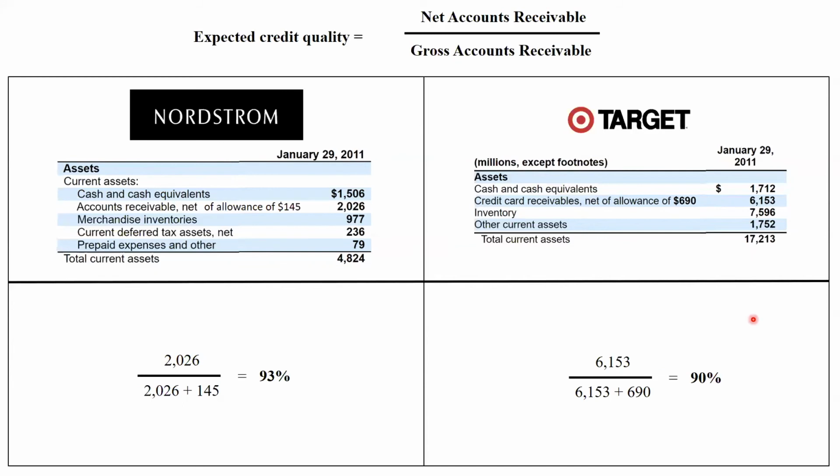Now, interpreting the difference here, the difference is pretty small. If you had to interpret the difference, Nordstrom has a higher percentage. So that would mean that Nordstrom expects a greater percentage of their customers to pay off their receivables. In other words, Nordstrom has a higher credit quality customer on average, but it's only a slight improvement above Target's 90%. So that's that interpretation.